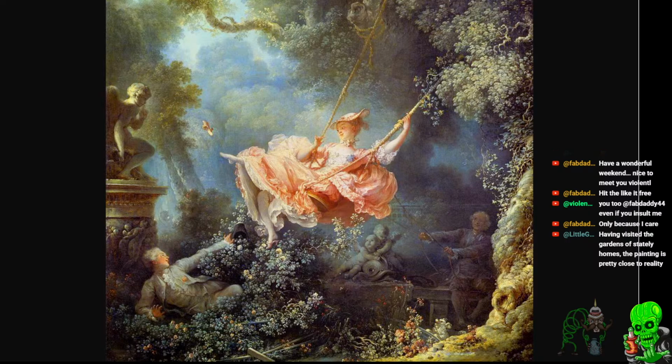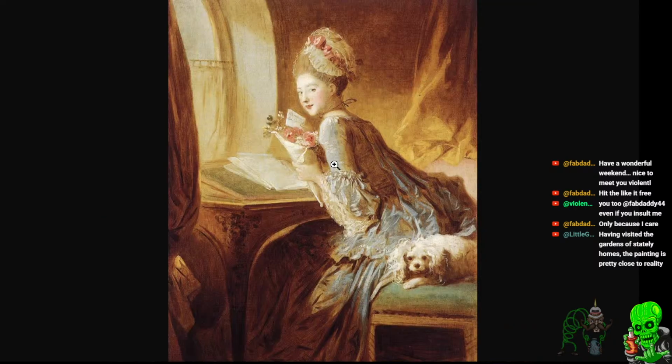So with that, we will jump to the next one, and this one is a bit of a contrast from The Swing and Blind Man's Bluff. This is The Love Letter, and this was painted in 1770. This is oil on canvas, and it measures 33 by 26 inches, or 83.2 by 67 centimeters. And it currently resides in the Metropolitan Museum of Art in New York.